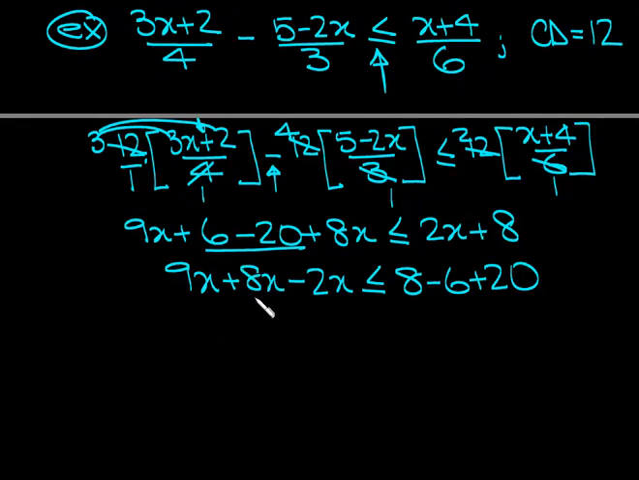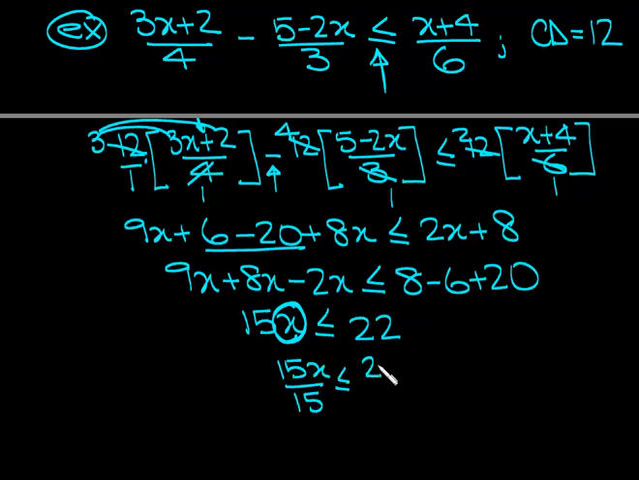Okay, so let's start adding these. So we get 6x here plus 9x is 15x is less than or equal to, out here we get 2 and 20 is 22. Okay, so now we want to divide both sides by 15 to get x by itself. X is attached by multiplication, so we divide. So we get 15x over 15 is less than or equal to 22 over 15.